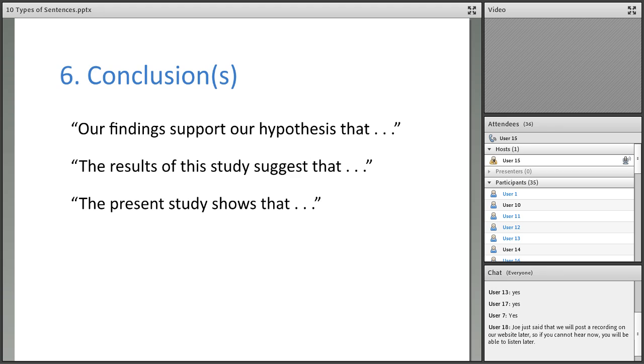Now here's some generic wording that might begin your conclusion statement.